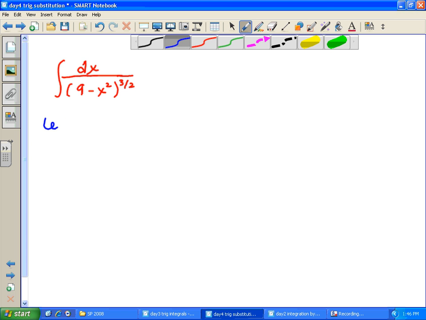Let x be 3 secant or 3 sine? Sine, right? Because the number squared is coming first, as opposed to the variable squared coming first. So x is 3 sine theta. Right away, let's find dx, which is 3 cosine theta d theta. And I'm going to replace everything now with the thetas. Where I see dx, I'm going to write 3 cosine theta d theta.